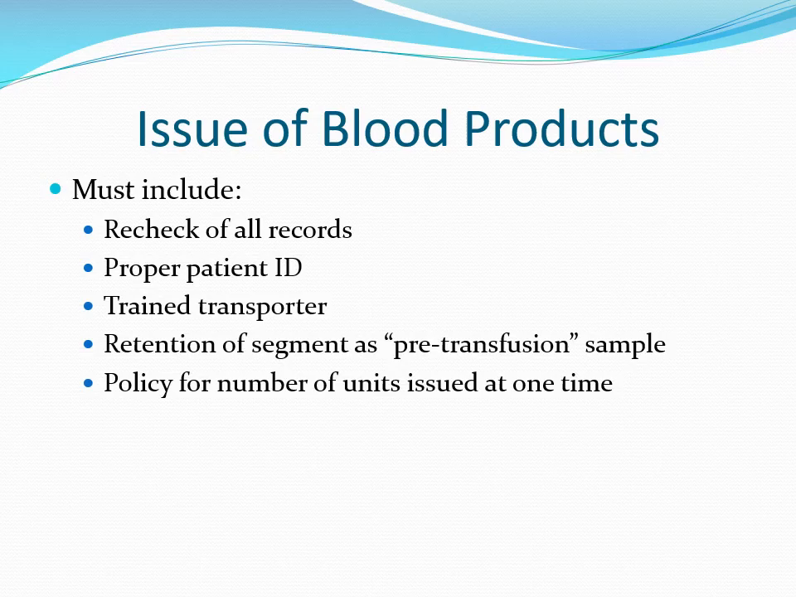So once we're going to issue the blood products, we're getting down to the nitty gritty now. We're going to recheck all of our records, make sure things are compatible, going to the right patient, all that stuff. We're going to look at the proper patient ID to make sure everything matches. We're going to have a trained transporter to take the blood to where it needs to go. We will retain some segment or segments as a pre-transfusion sample, so if we have any sort of transfusion issues, we have at least something from before we transfuse them to go back and look at. And we also need to have a policy in place for the number of units we can issue at one time.